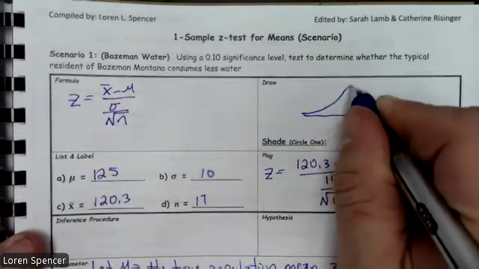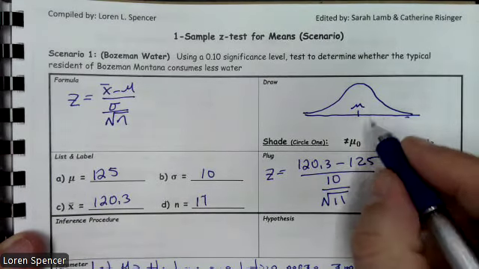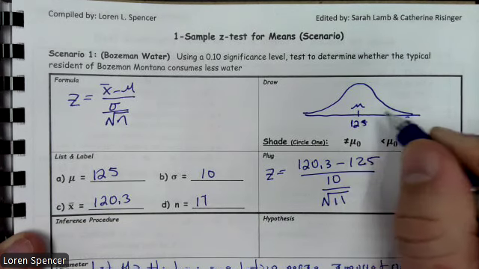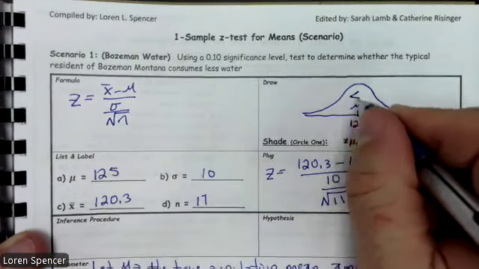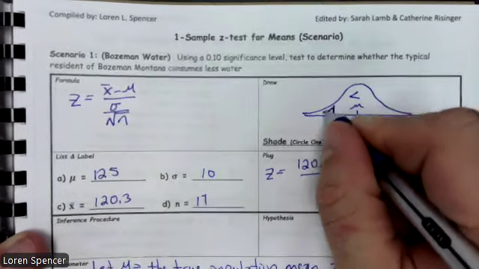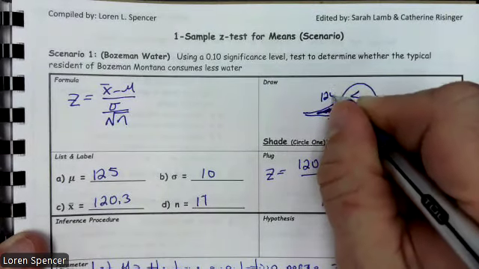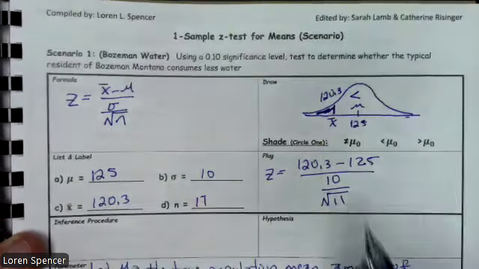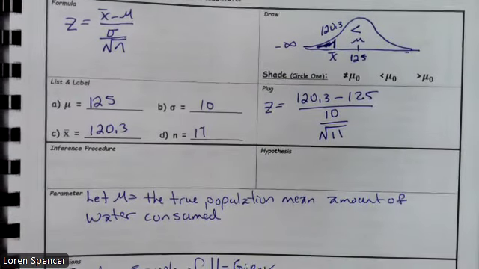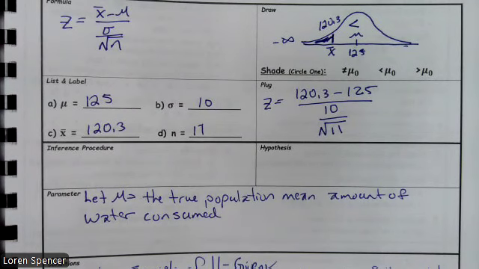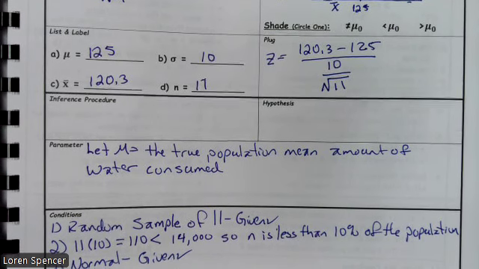Confidence intervals were centered on X bar. Hypothesis tests are centered on the mean. So this is going to be centered on 125. They told us they wanted to test to see if it was less, so we're going to be looking for less than, and we happen to have right here an X bar of 120.3. And this technically goes to negative infinity. The rest of this information we'll cover in the notes, but these are things that we learned in our previous sections, either in the probability section or when we were doing confidence intervals.